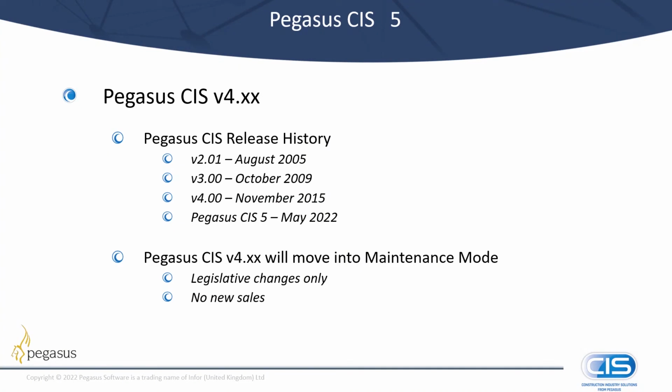Similarly, we will no longer accept new sales orders for Pegasus CIS V4. Existing customers will still be able to add additional features. So in other words, if they want to add more companies, multi-currency and what have you, they'll be allowed to do that. But apart from that, there will be no new activity on that particular product.